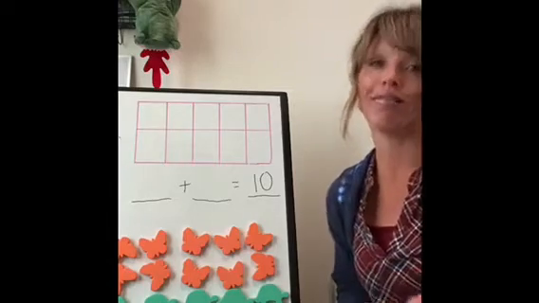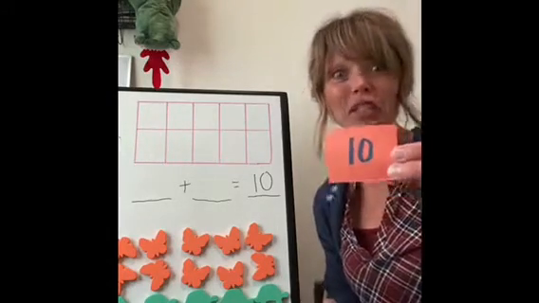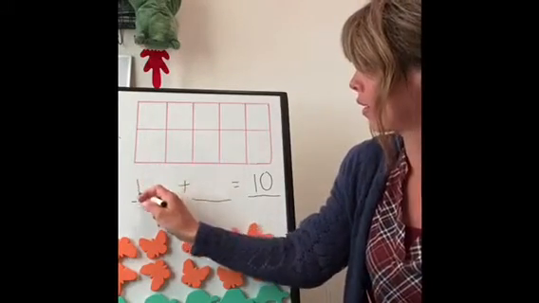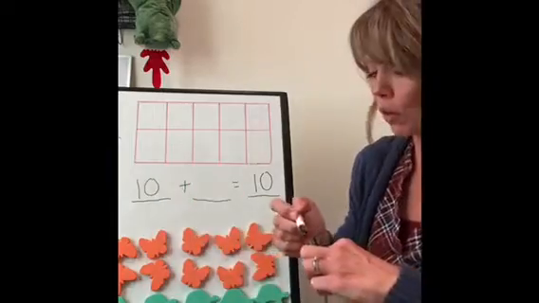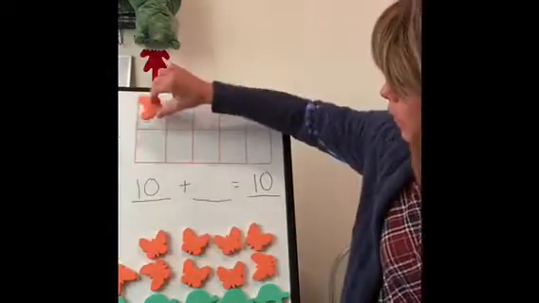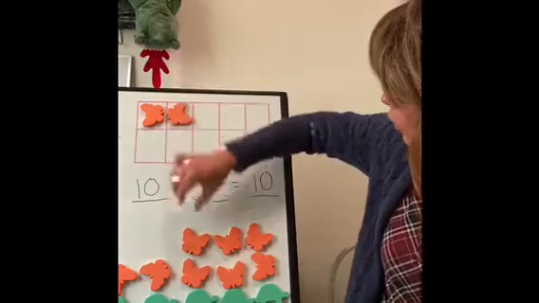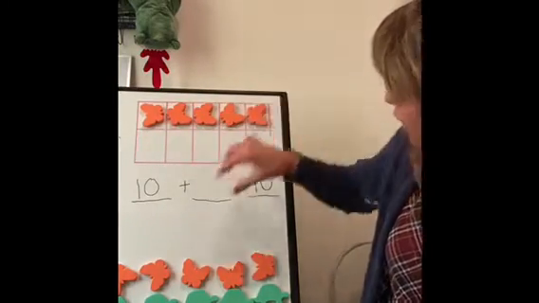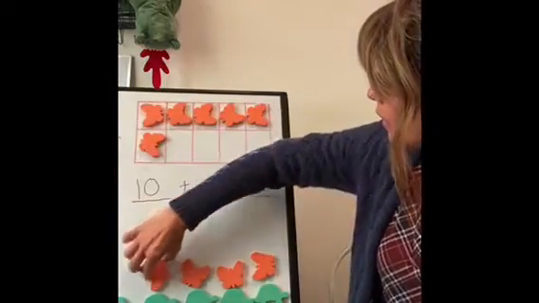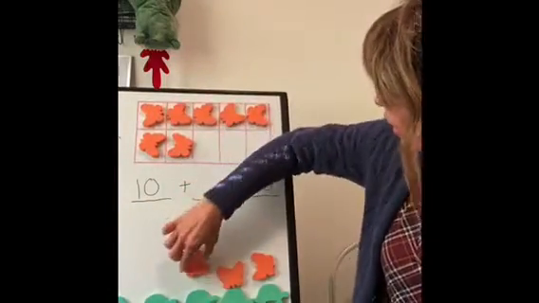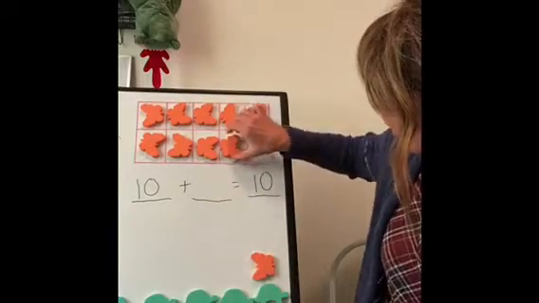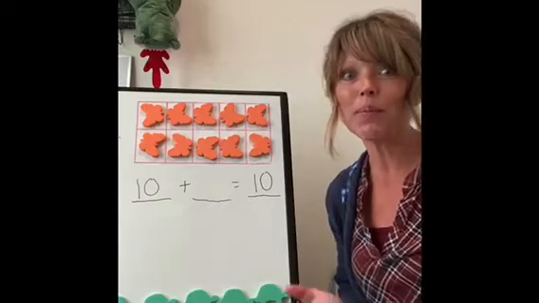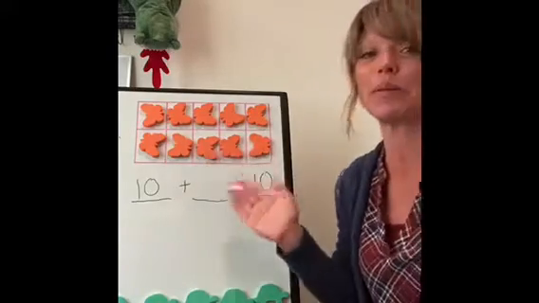So I have, this one's good. I have the number 10, okay? So that's the number that I'm starting with. I'm starting with the number 10. So I'm going to use 10 butterflies. I'm going to count out 10. 1, 2, 3, 4, 5, 6, 7, 8, 9, 10. Okay, so there's my 10 butterflies. So how many more butterflies do I need to make 10?